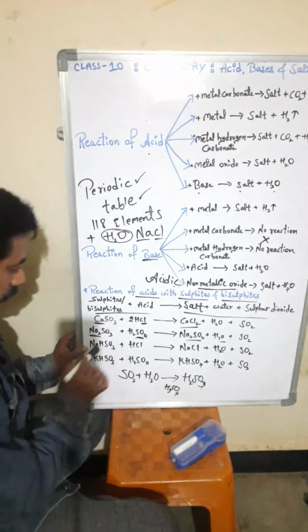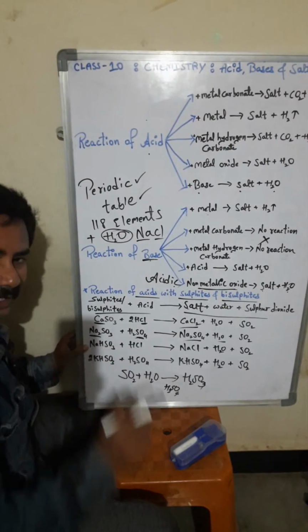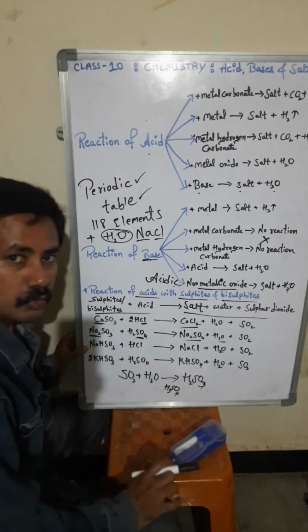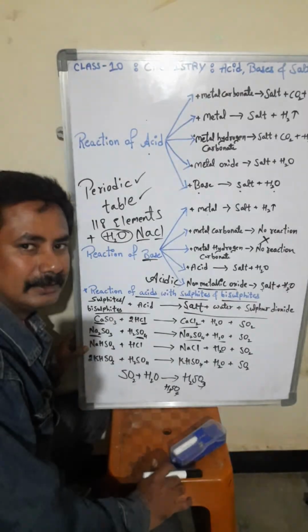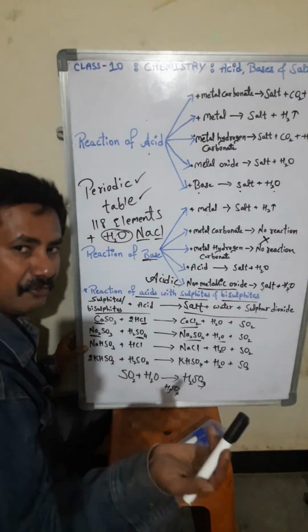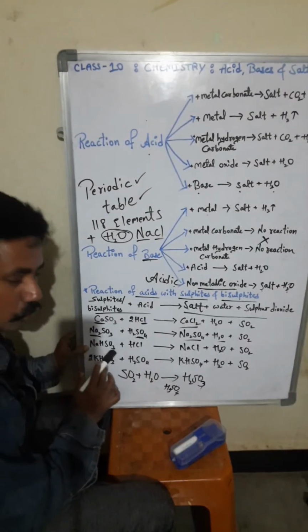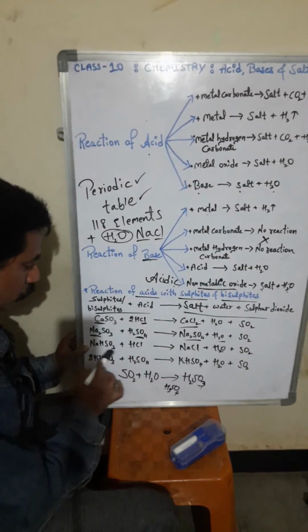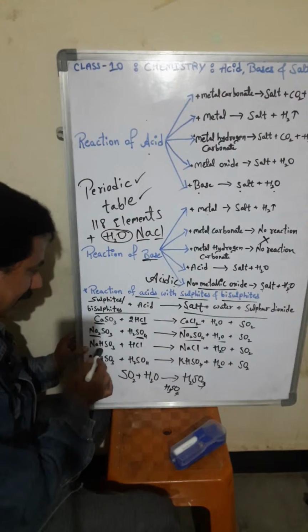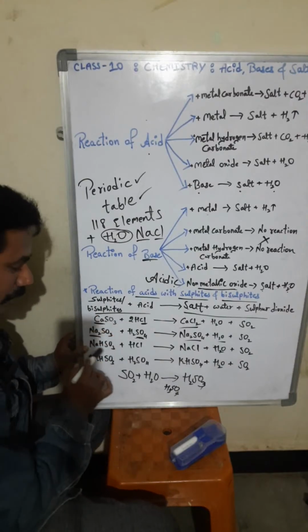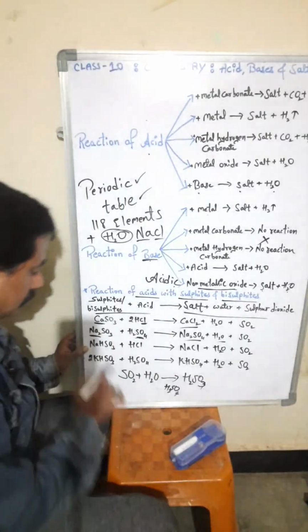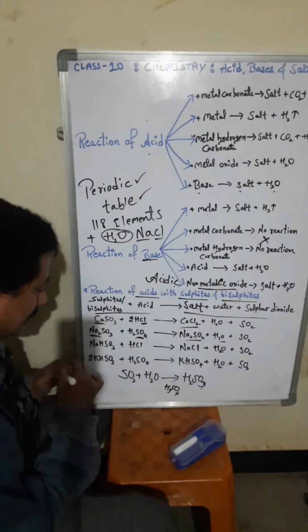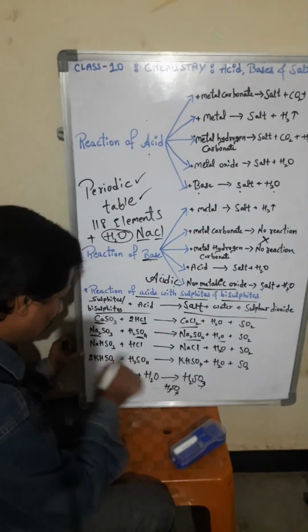NaHSO3. Sir, Na we know sodium, SO3 we know sulfite. What is this H? Bisulfite, students. Sodium bisulfite. Or easily, if we want to know, sodium hydrogen sulfite. H means hydrogen. Sodium hydrogen sulfite. It is generally called bisulfite. Sodium bisulfite, when combining with HCl. What is HCl? Acid. HCl is acid. So what happens here?